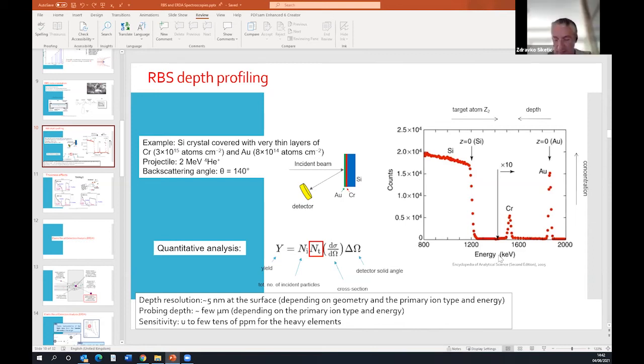Now you will see how RBS and ERD look in practice, and what our laboratories and the instrumentation used for this look like. We filmed a movie of about 20 minutes. It was filmed for a similar school also.